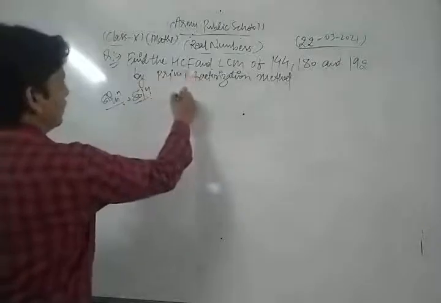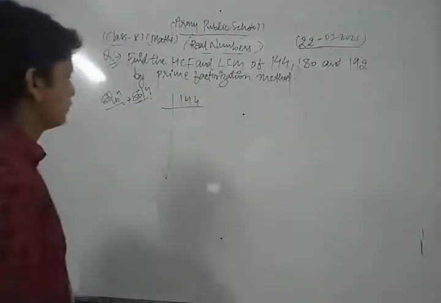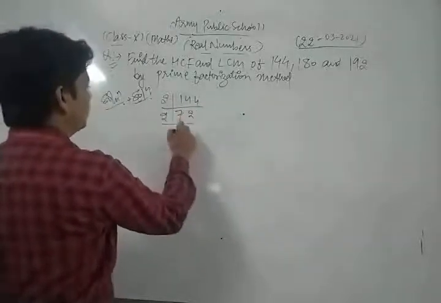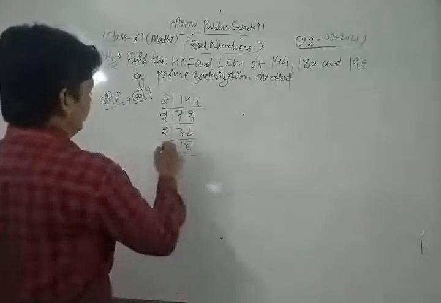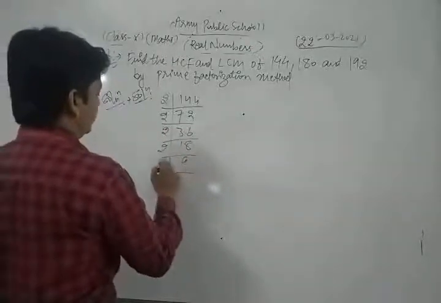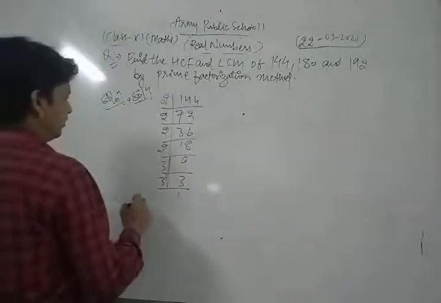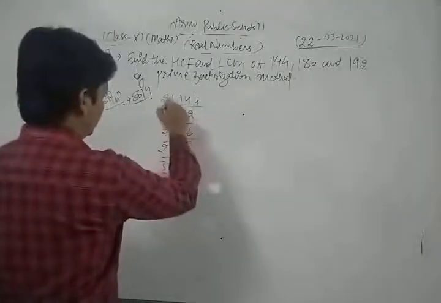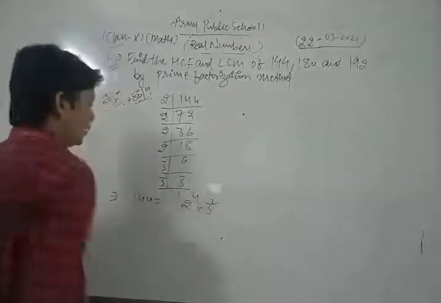First of all, we have 144. So we do its prime factorization. 2 times 72 is 144, 2 times 36 is 72, again by 2 this is 18, then 9. Now 3 times 3 is 9. Thus we can write 144 as 2 power 4 into 3 power 2.